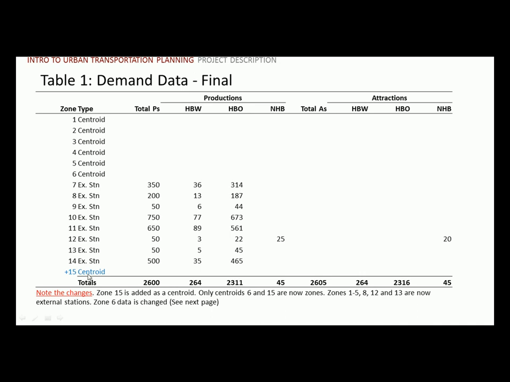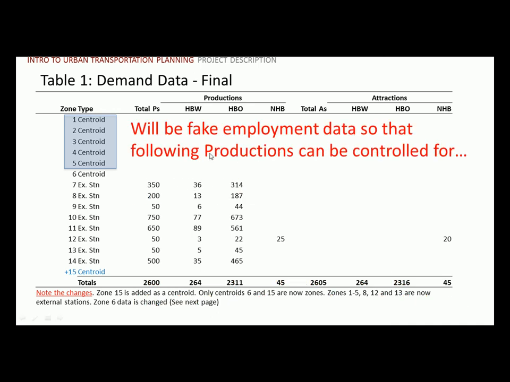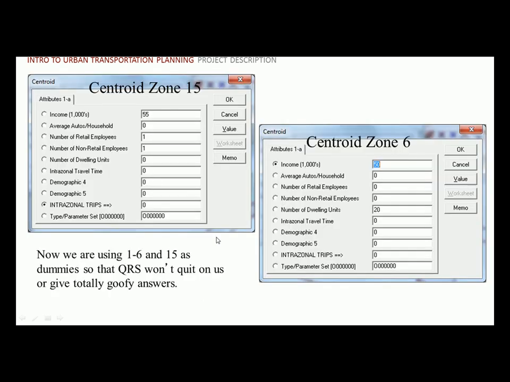In the next two slides, by the way, these are centroids 1 through 5. We are faking employment data so that the following productions are ones we have control over. Now for zone 15, take a good look at this. I am going to provide this PowerPoint presentation as a new project description. For centroid zone 15, keep this as your data: income 55,000, retail employees 1, non-retail employees 1. And for centroid zone 6, I kept some dwelling units over there.